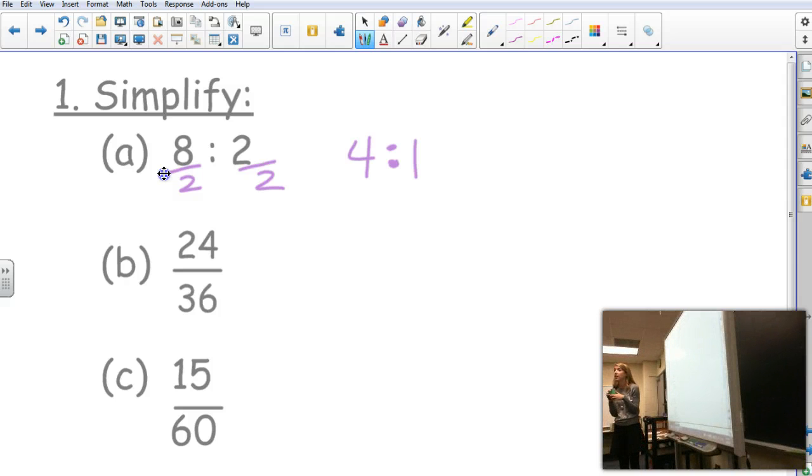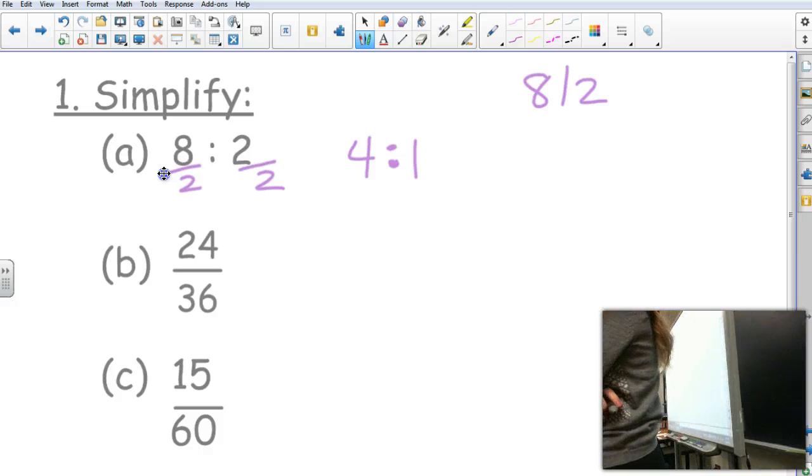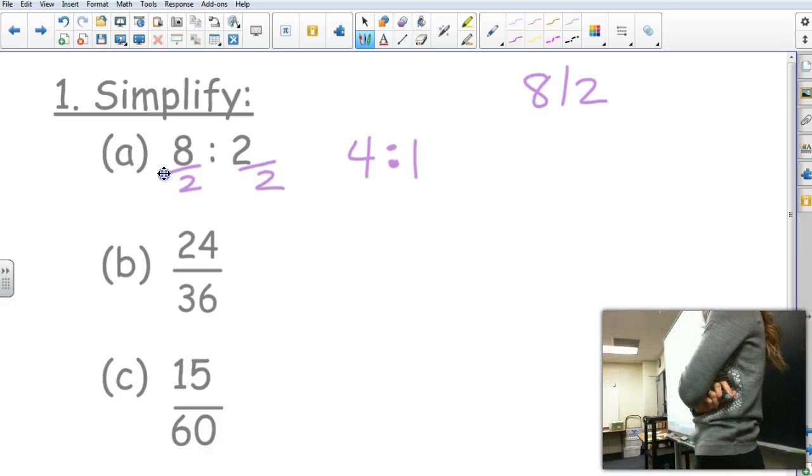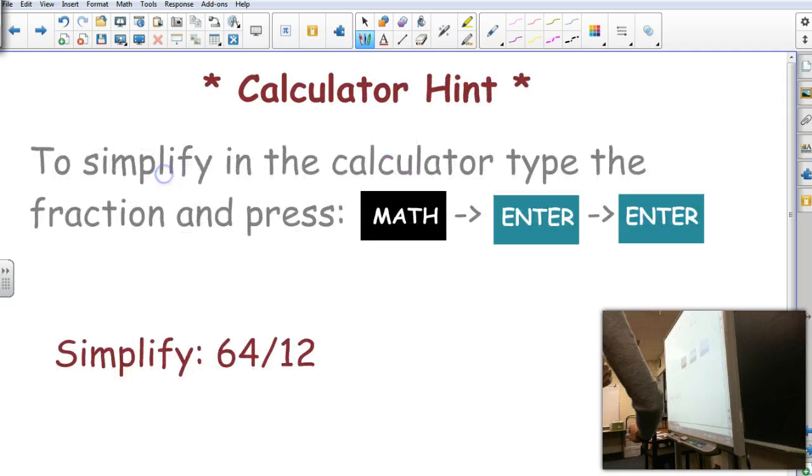But there is a calculator way, and we've used it many times. You go to your calculator, and you can put 8 divided by 2. And on this one, you don't have to press math, enter, enter. But normally, you would press math, enter, enter. So in your notes, when it says calculator hint, see where it says calculator hint? To simplify any ratio in the calculator, you type the fraction and you press math, enter, enter. And I know y'all have used that before.